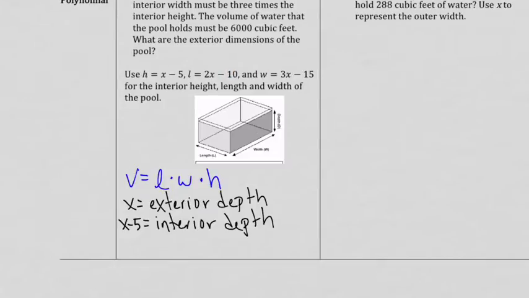Alright, now using those, we can solve it. Here's what we're going to do. You're going to use the formula for the volume, which is length times width times height. For length, you're going to plug in 2X minus 10. For width, you're going to plug in 3X minus 15. And for height, you're going to plug in X minus 5. And then for the volume, we're going to plug in 6,000, which is what they told us. And then we're going to solve it. Alright, so let's get started on that.